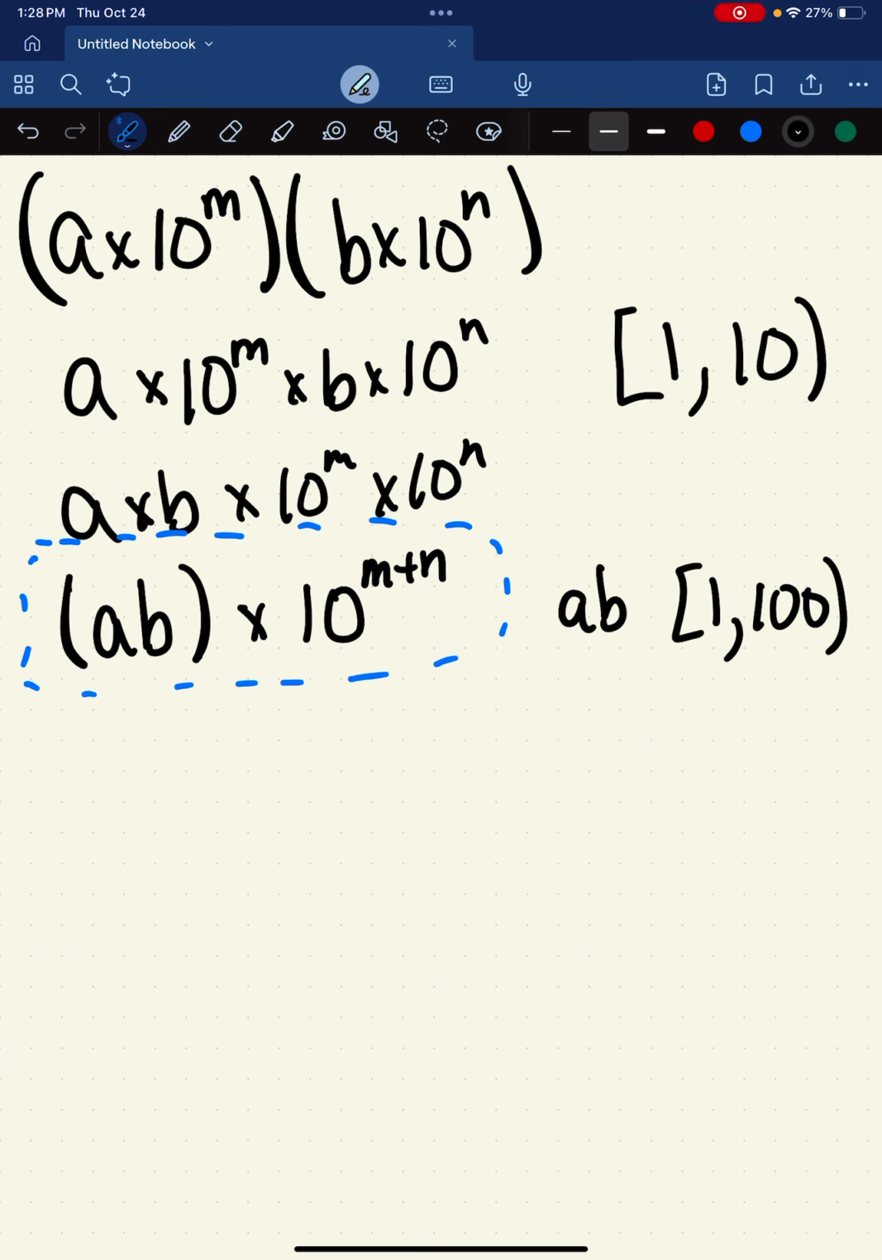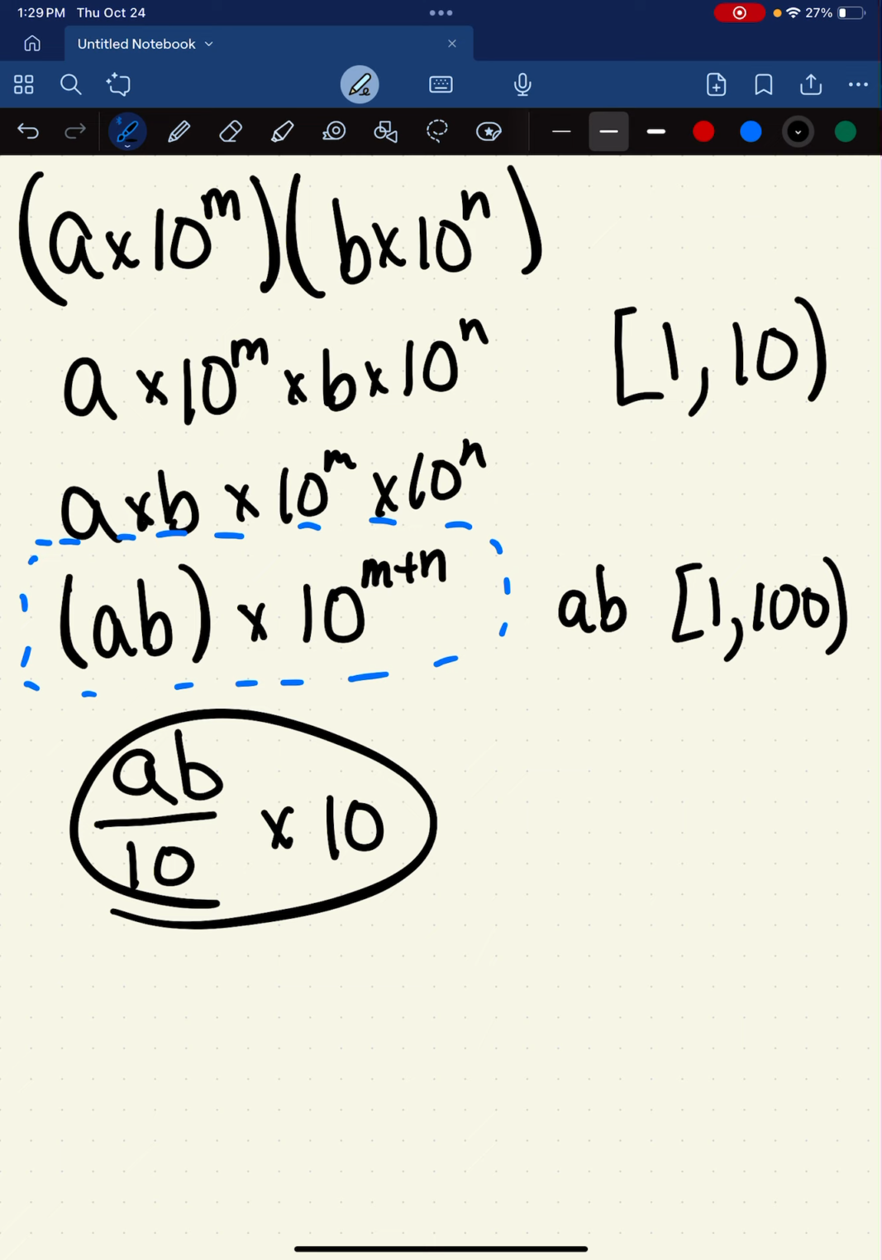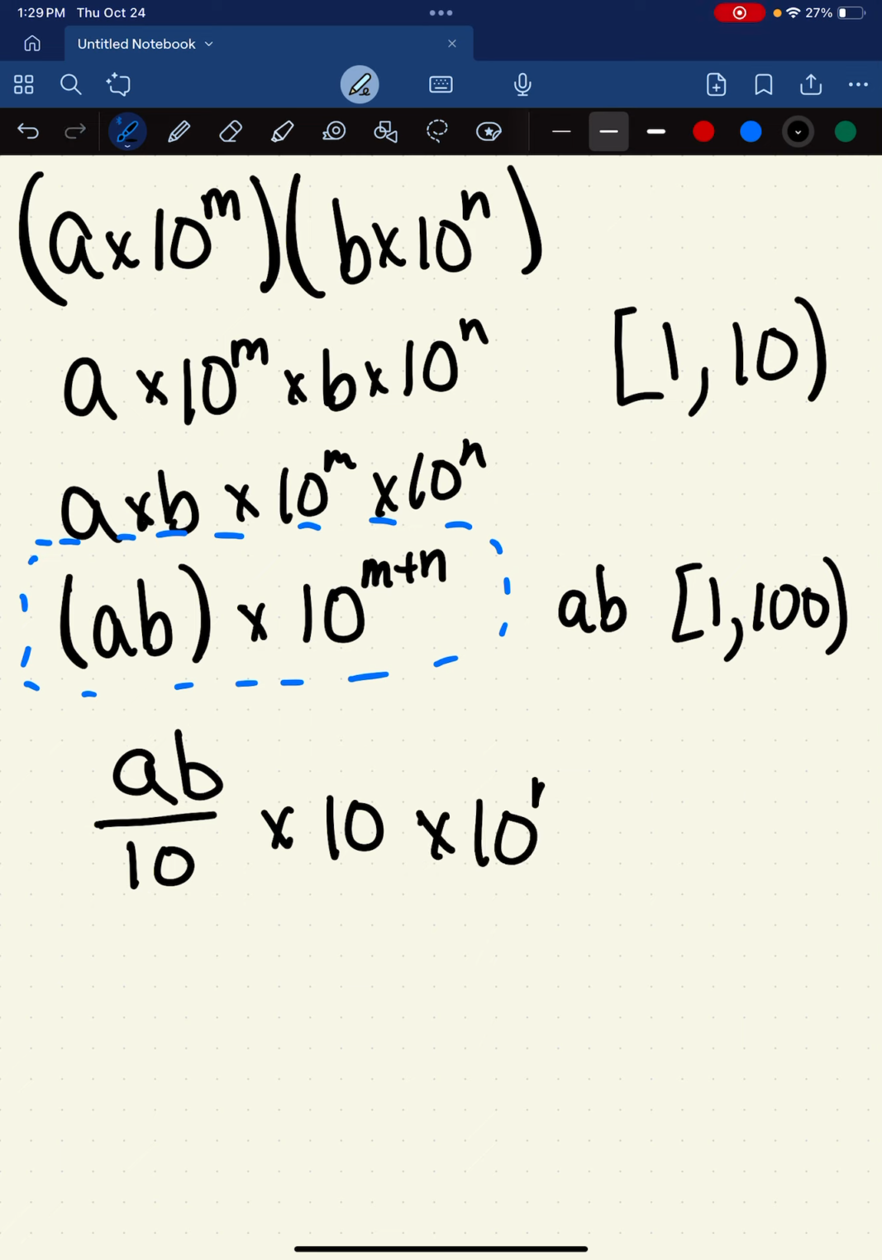So if it's between 1 and 10, we're done. More likely, it's going to be between 10 and 100, in which case we need to take a times b, divide it by 10, and notice that'll get us down between 1 and 10, and multiply that by 10, right? So what we've done here, we haven't changed anything, right? We divided by 10 and multiplied by 10, same number. And so then we can simplify this.